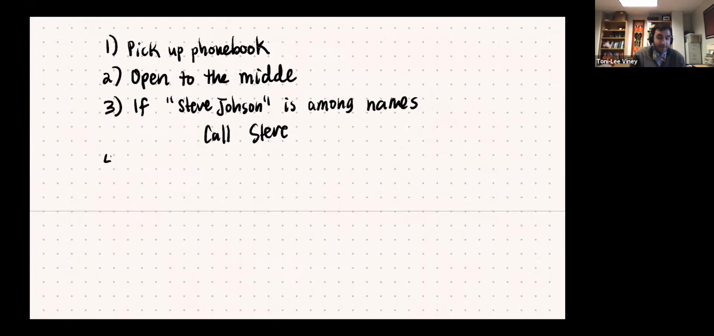Well, what if he's not? We opened to the middle of the phone book. So first thing we do, we check, is Steve there? No, he's not. So what do we need to do? Well, we need to make a decision about whether he is in the left half of the phone book or the right half of the phone book.